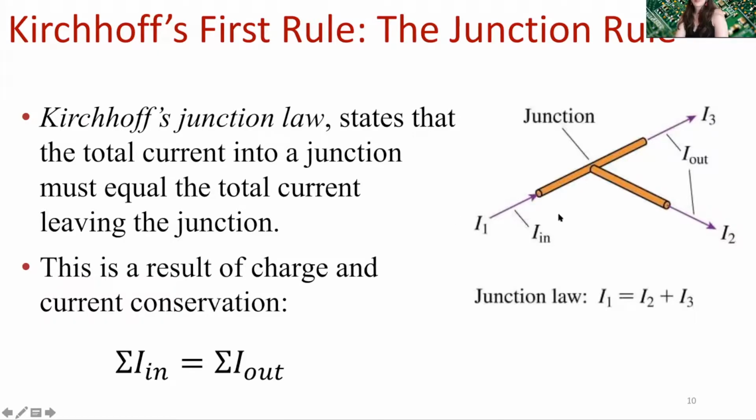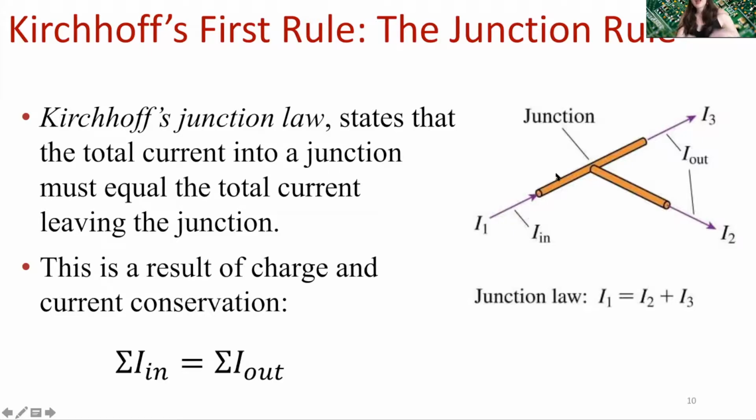So let's say we have our circuit and we have three wires that are coming together at this junction here. What this is saying is that the current coming in, which we'll call I1 here, has to equal the currents coming out. So I1 is equal to I2 plus I3 in this example.